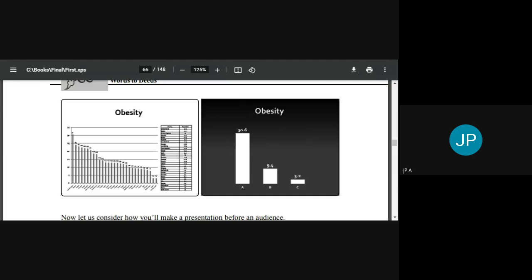So we can see that there are just three bars. The first bar indicates that obesity is at a high level. The second bar indicates that it is reduced. The third bar indicates that it is still further reduced. So there is a reduction. And if you are interested in the details, you can focus on the numbers also. So the second slide is not confusing. It is easy to understand. So this is how we should prepare the slides.